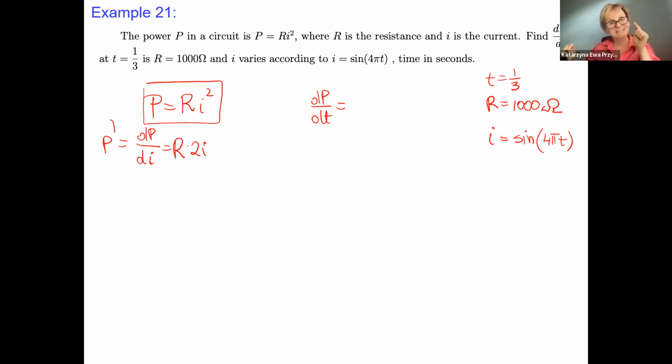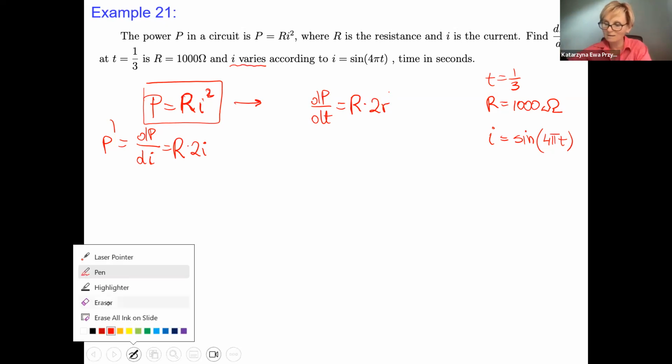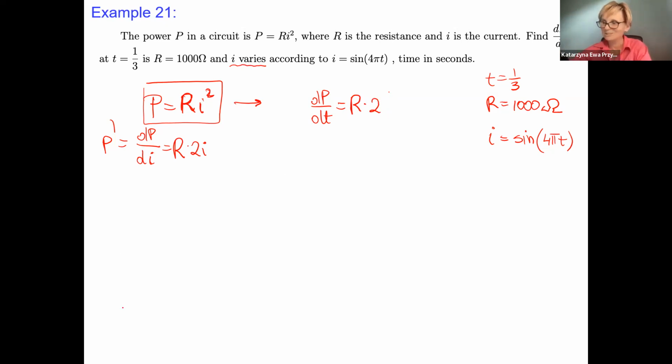That's it. But now I know that I is a function, then I will multiply by I prime. Now we will copy the derivative of R I squared. Copy R because R is constant. I squared, yes, I is not constant, it is changing. The derivative of I squared is 2I times I prime.